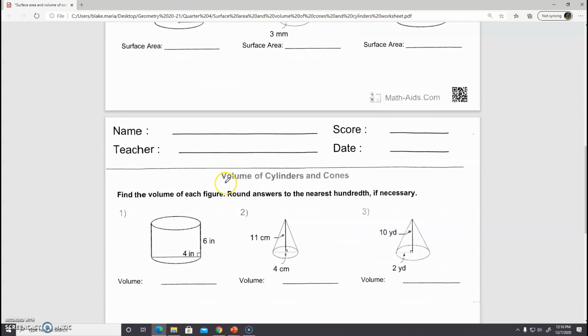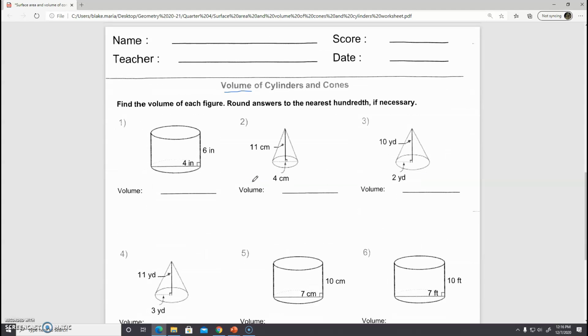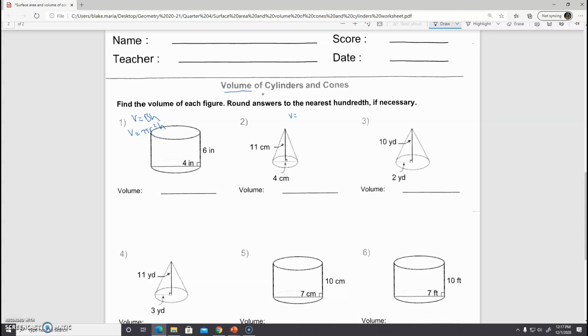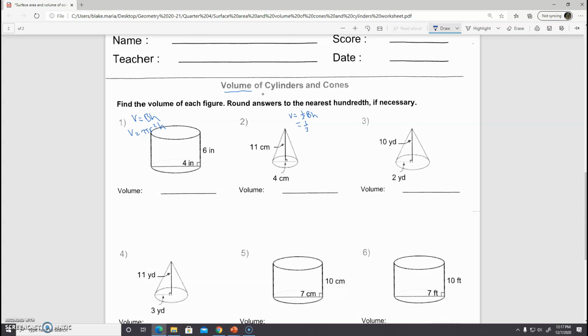Now the second page is volume, and I just wanted you to practice. So remember, a cylinder has two bases, so you're in the first volume formula, big B times H. Area of the base, my base is a circle, so really area of a circle is pi r squared. Big B is pi r squared times H. And you plug into that formula, okay? Here, cone has one base, so we're in that second formula, 1/3 big B times H. Again, our base is a circle, so big B is pi r squared, still times the height.